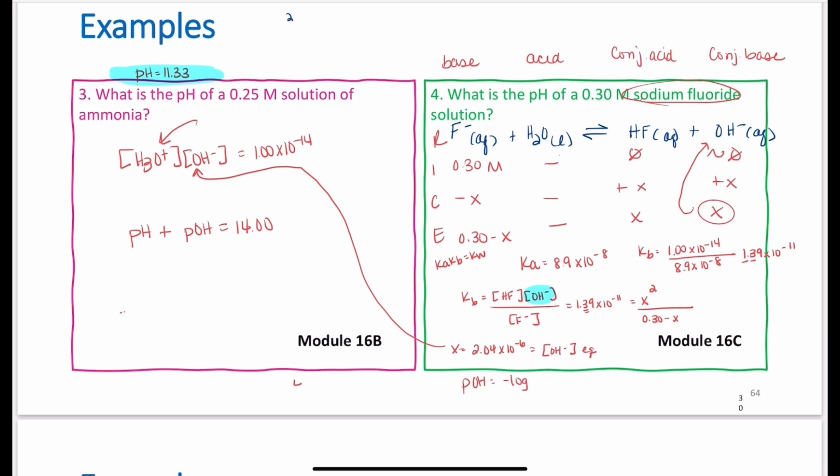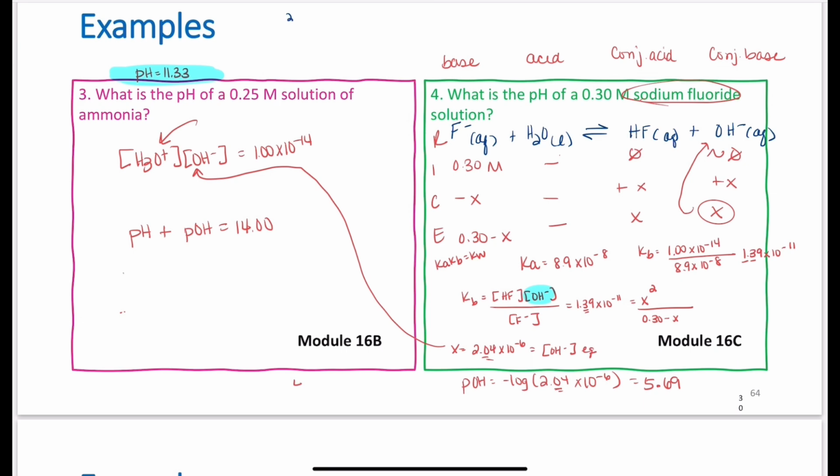My pOH is equal to the negative log of 2.04, but my sig figs are here, times 10 to the minus 6, which gives me a pOH value of 5.69.